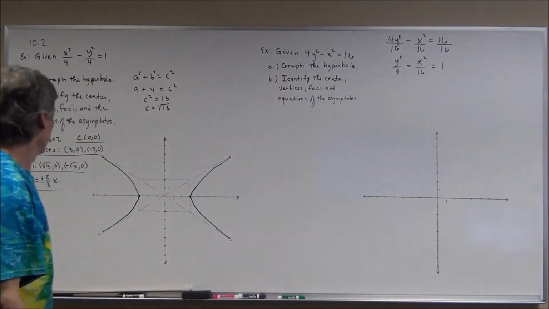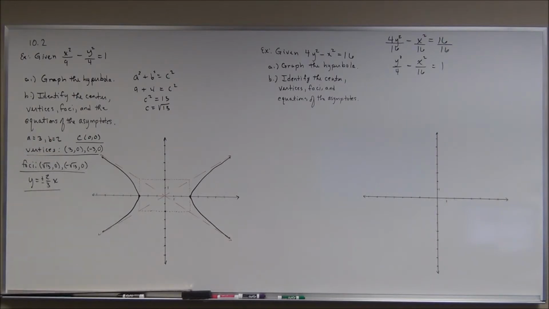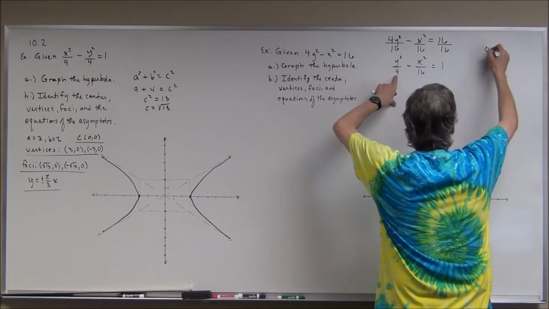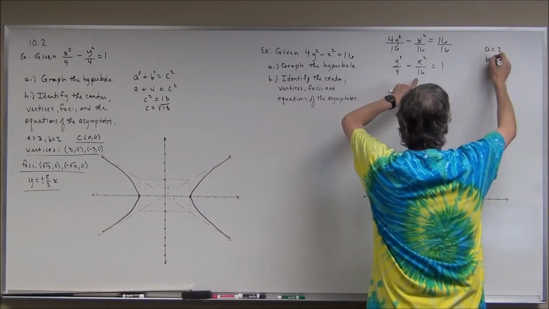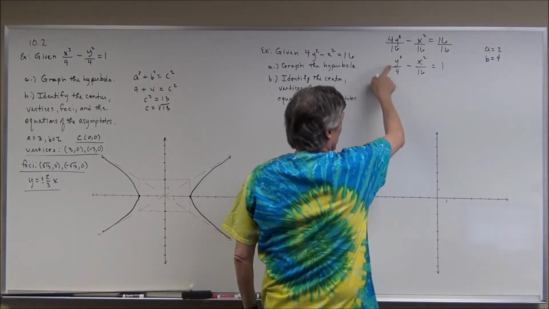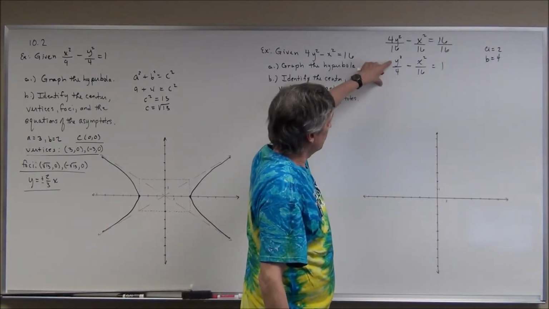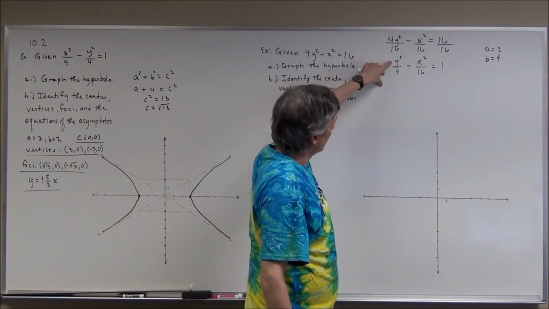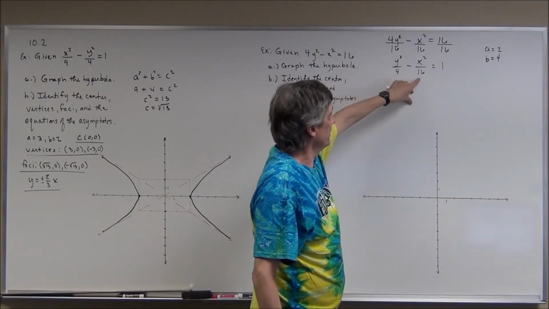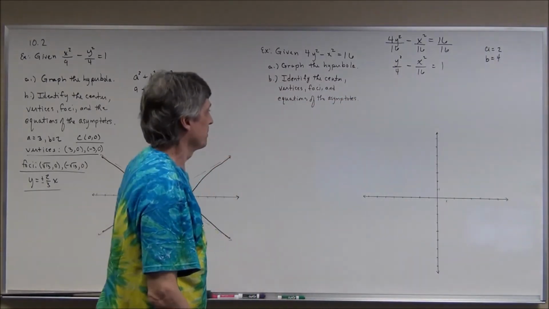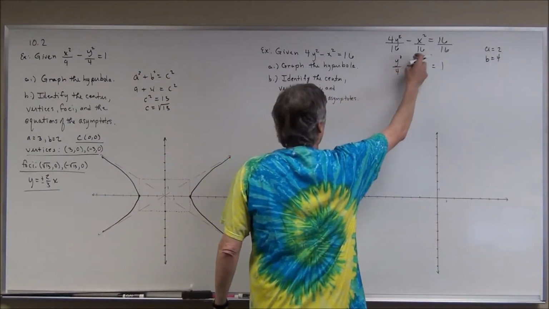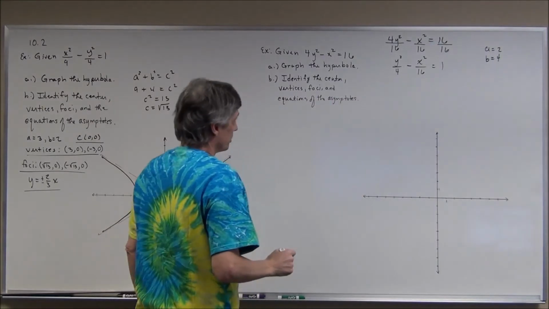Notice here in the first example, a was 3, b was 2, a was bigger than b, but in this example, a is 2 and b is 4, because the a squared would be under the first term with a positive lead coefficient of 1. So the y squared is in the first term. That tells me my hyperbola is going to open upward and downward. With a being 2 and b being 4, I can start sketching this. The center again, because there's nothing to add or subtract from your variables, is 0, 0.